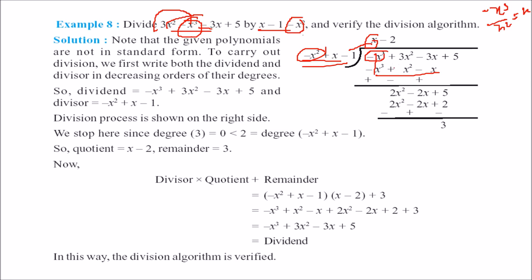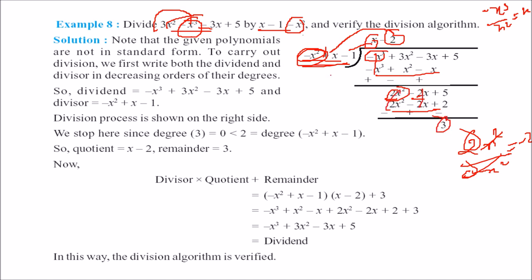Now do the subtraction or the addition. You can add, and this will be 2x square and this will be minus 2x. Now this is minus x square, this is 2x square. Divide 2x square by minus x square. What do you get? Only minus 2. Place minus 2 here, multiply this minus 2 with this and place it here. What do you get? All these cancel, 3.